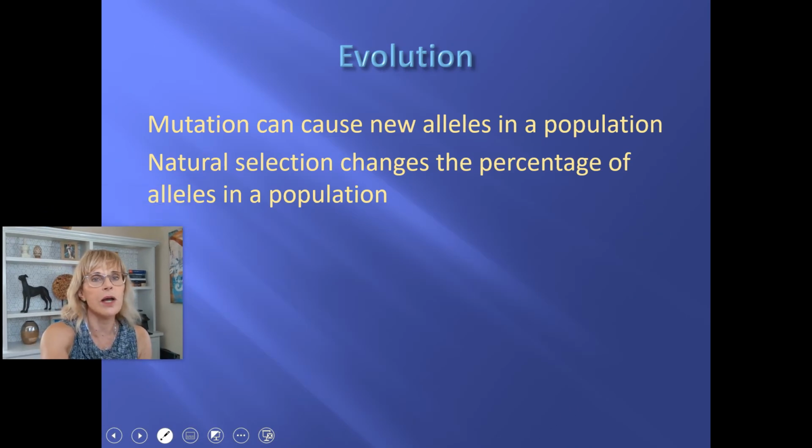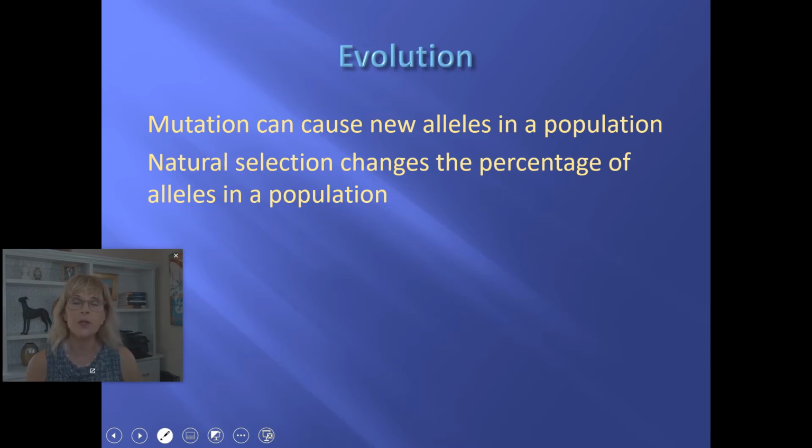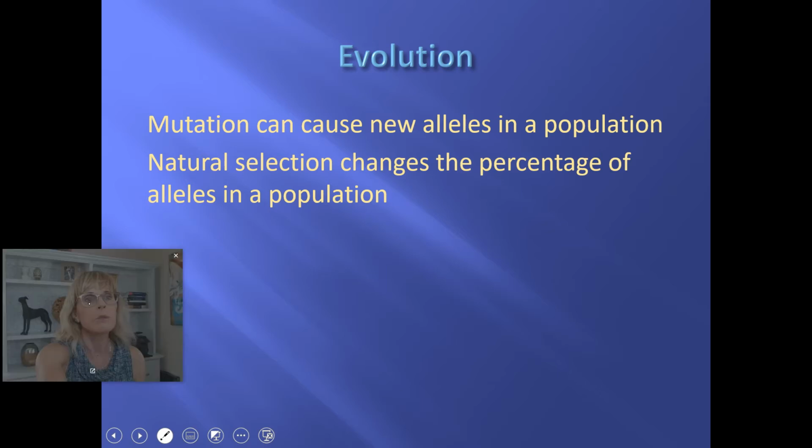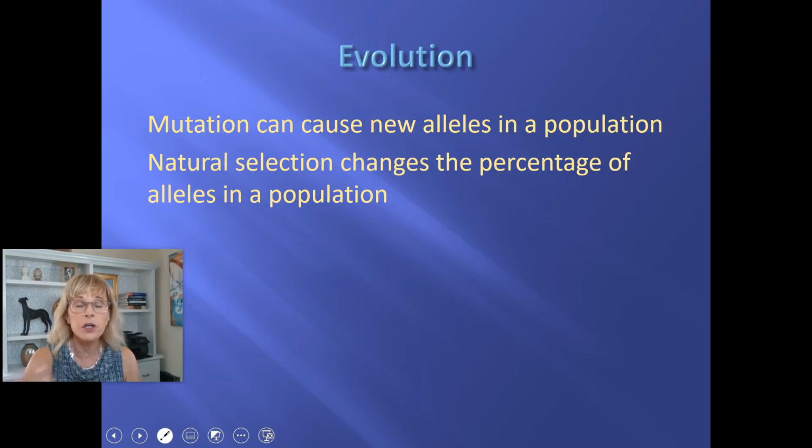Now, what I've been describing is often known as the modern synthesis of the theory of evolution, but now it really just is evolution. Like we've given up whatever was the non-modern synthesis. So basically, here's a description of evolution. Mutation can cause new alleles in a population. You know what an allele is, right? An allele is a variation of a gene.